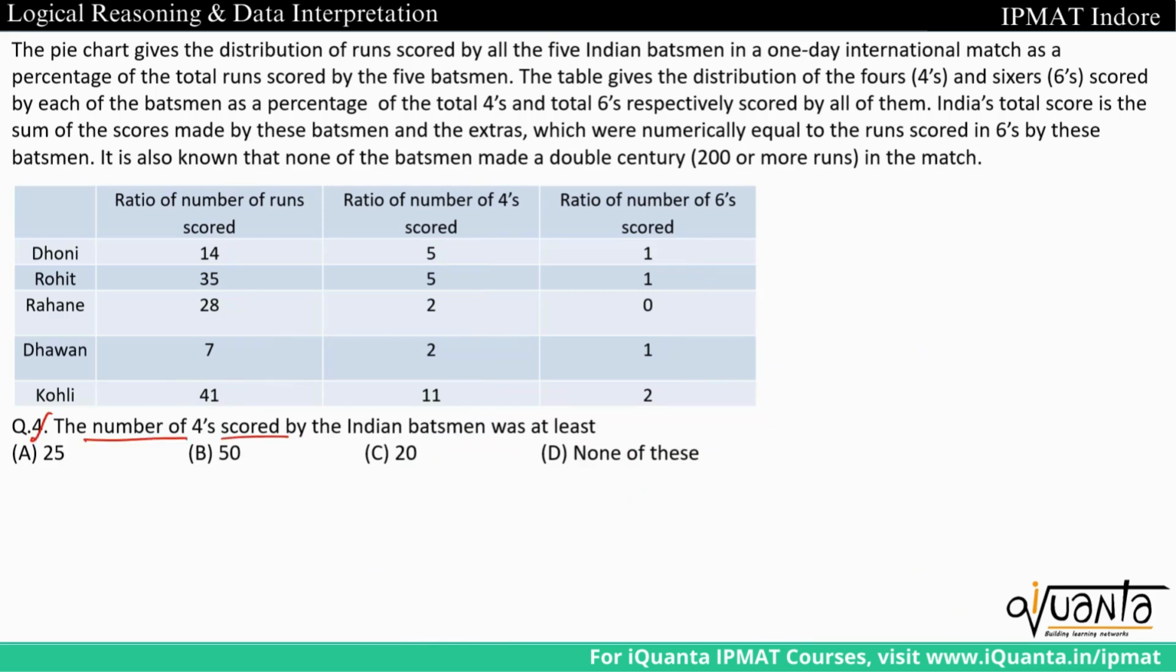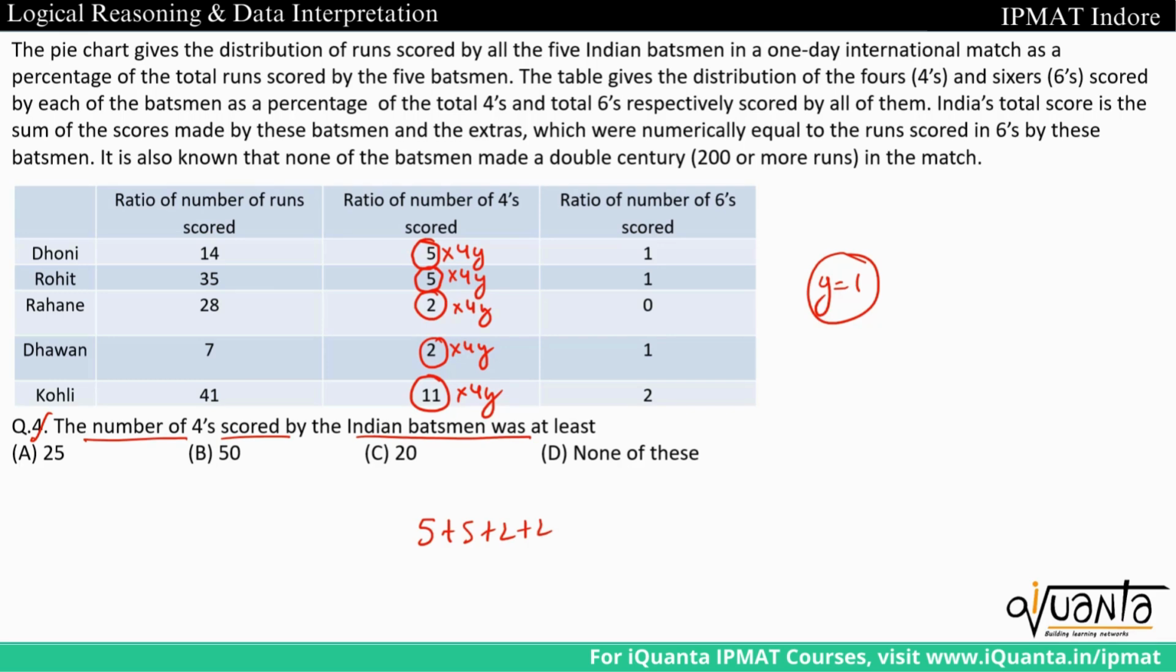Now the last question is, the number of fours scored by the Indian batsmen was at least. Now we know that everything will be multiplied by 4y, then only we'll get the number of runs scored in fours. So the only value of y satisfying was 1. So we can say that 5 fours were hit by Dhoni, 5 by Rohit, 2 by Rahane, 2 by Dhawan, 11 by Kohli. So the minimum number of fours scored by Indian batsmen will be 5 plus 5 plus 2 plus 2 plus 11, which gives me 25.